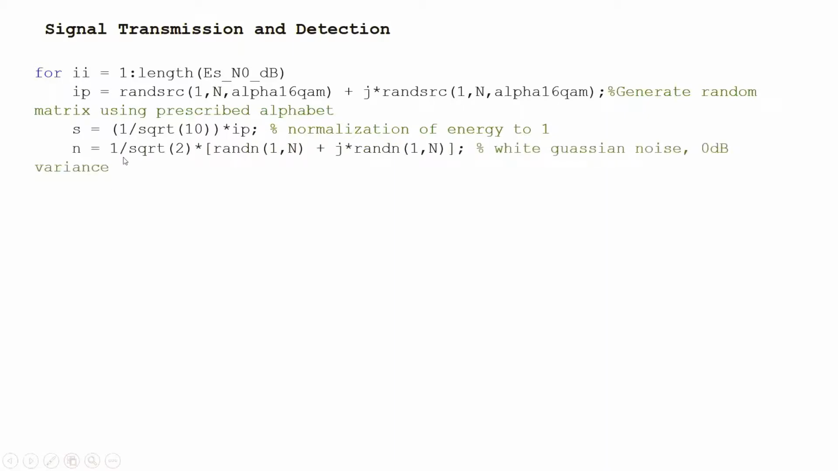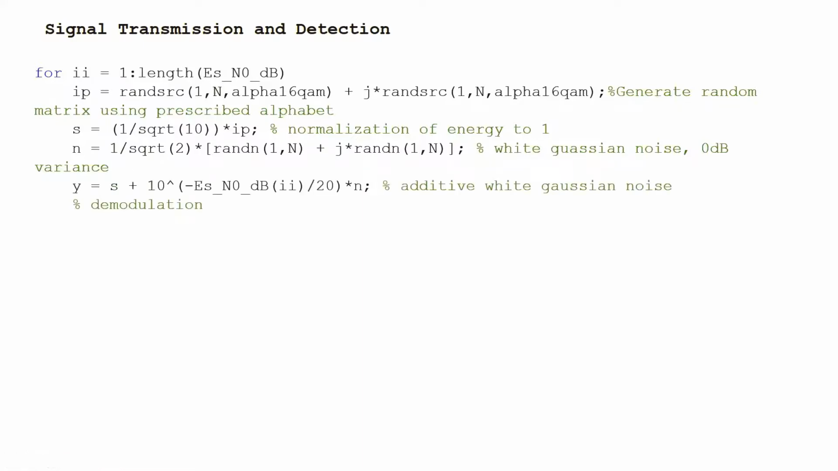This command will generate our noise signal. Again, this 1 upon square root 2 is for normalization. The randn command will generate a random noise sequence with the row value equal to 1 and column equal to capital N. Again, this is a complex number, so there will be a real part and an imaginary part. It generates white Gaussian noise with variance equal to 0 dB.